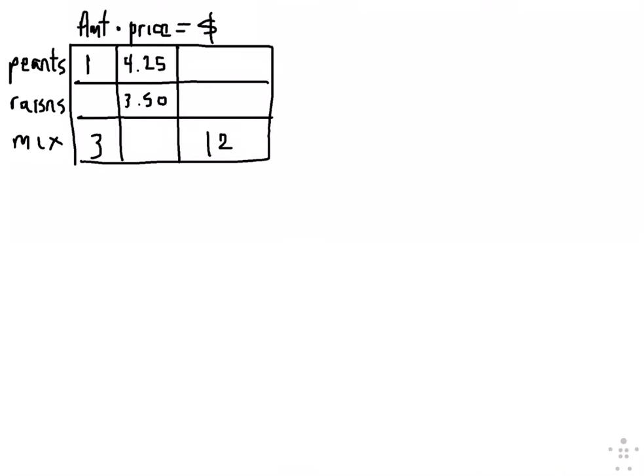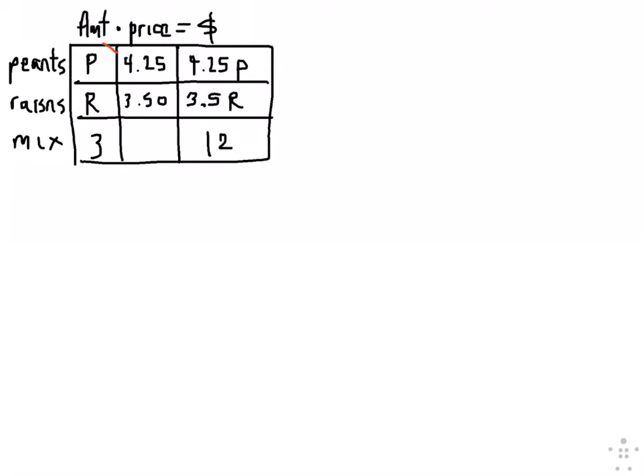How many kilograms of peanuts did she have? So this is P, the unknown amount of peanuts. This is R, the unknown amount of raisins. Now we multiply right across, so each row. So peanuts is P times 4.25 gives us how much she spent, right? 4.25P. And this makes sense, right? If something is $4.25 per kilogram and you buy 3 kilograms, you would multiply by 3. Okay, so for the raisins, this becomes 3.5R, or 3.50R.